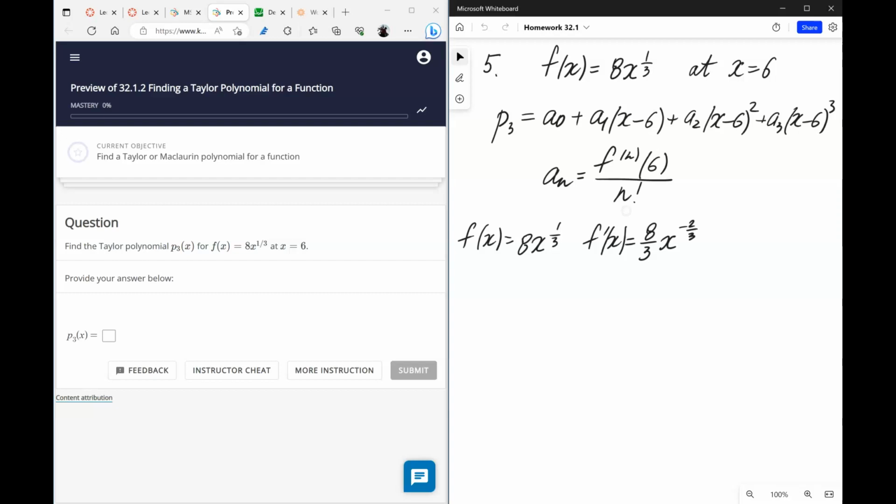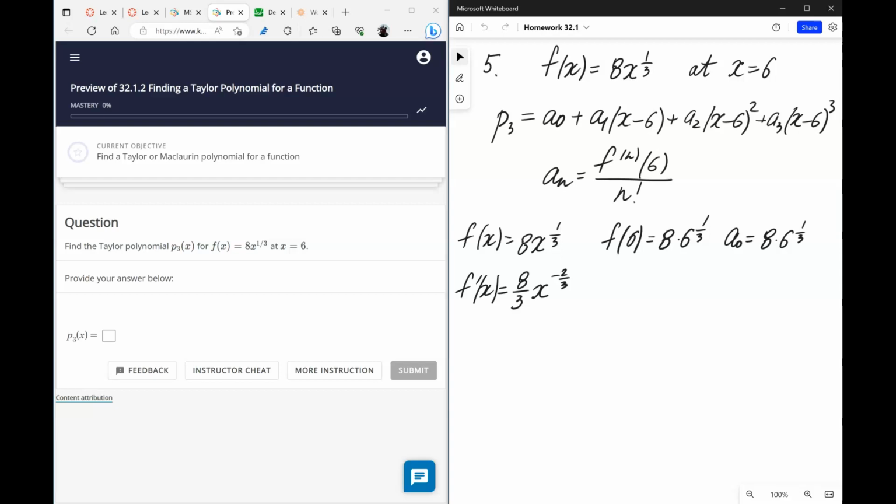Actually, that would not be the first step, but the second one. The first step, we have to evaluate this function at 6. So we have 6 to the power 1/3. And the zeroth coefficient is equal to exactly that.